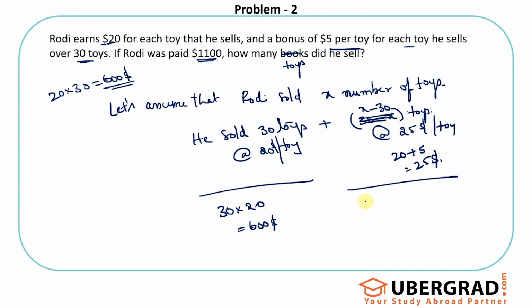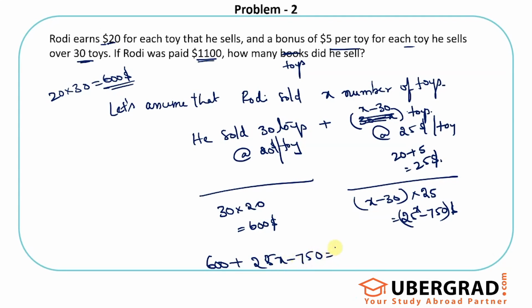And how much is he making here? X minus 30 number of toys into $25. That will be 25x minus 750. So this is the total money he made from the toys. So let me add the 600 plus 25x, 25x minus 750 equals 1100.